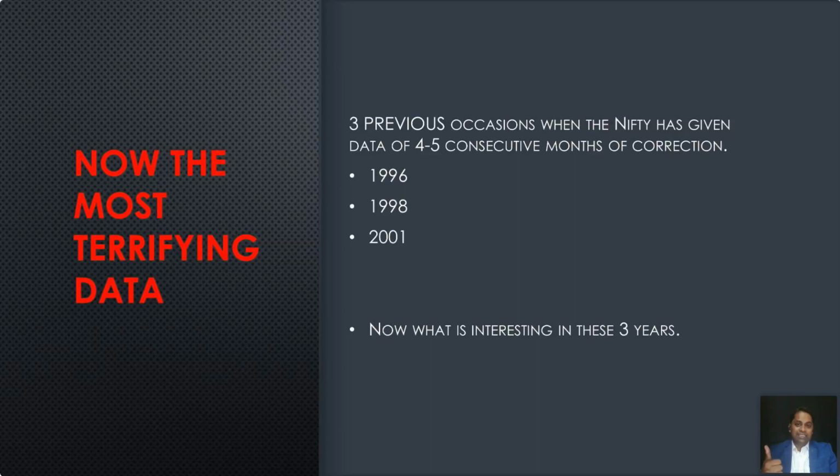One was in the year 1996. We'll flash the period of the exact months of 1996 in which the Nifty gave 4 successive months of correction. Then 1998, as well as 2001. Yes, there have been 3 years where the index has gone down 4 to 5 months consecutively on a negative month-on-month closing basis. Now, there is a very, very interesting aspect about these 3 years, something which I believe should stun you as well. So are you ready?